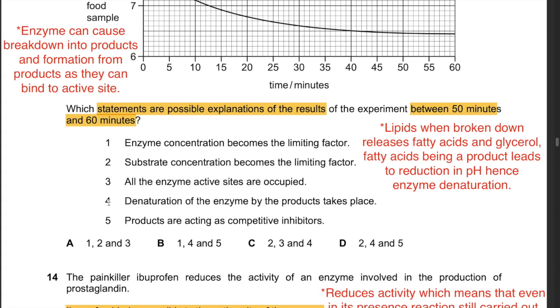Option 4 is also correct. Denaturation of the enzyme by the products takes place, as I mentioned, due to fatty acids being released. Even option 5 is correct. Products are acting as competitive inhibitors because the enzyme can cause the breakdown of products as well as the formation from products, as they all bind to the same active site. Therefore, the products could act as competitive inhibitors. The answer is D, 2, 4 and 5.